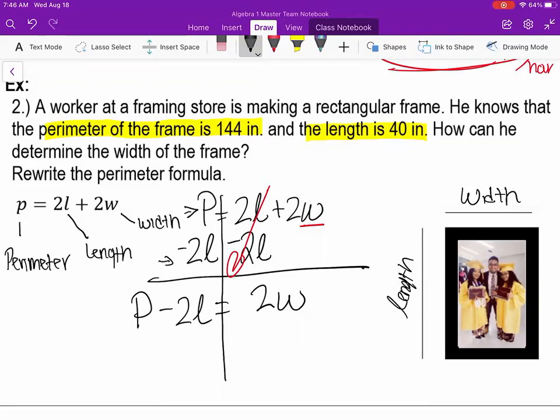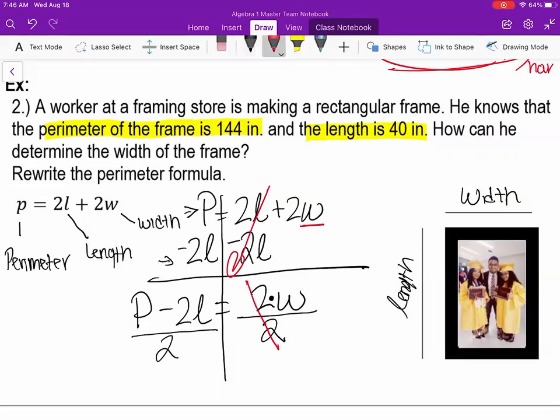All right, we're almost done. We still gotta get W by itself. So I gotta get rid of that 2. Well, how do I get rid of that 2? Again, the 2 and the W are multiplying. So what is the opposite of multiplication? That would be division. So to get rid of that 2, I'm gonna go ahead and divide by 2. And whatever I do to one side, I do to the other.